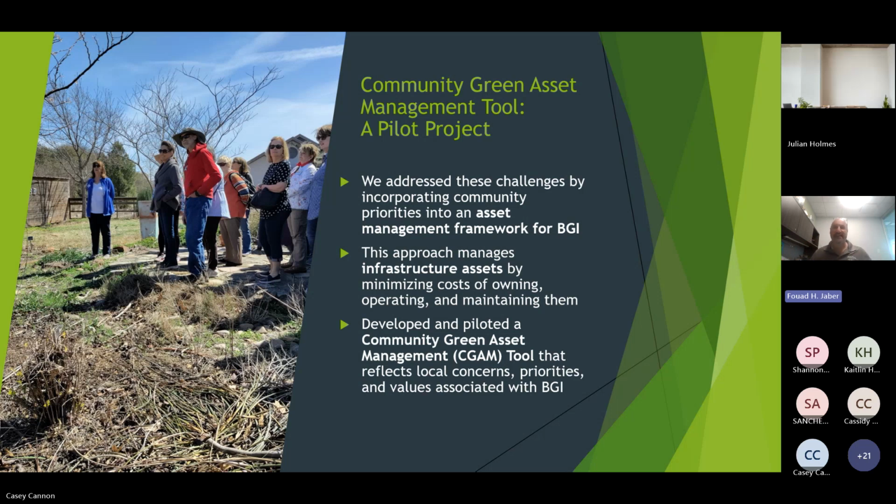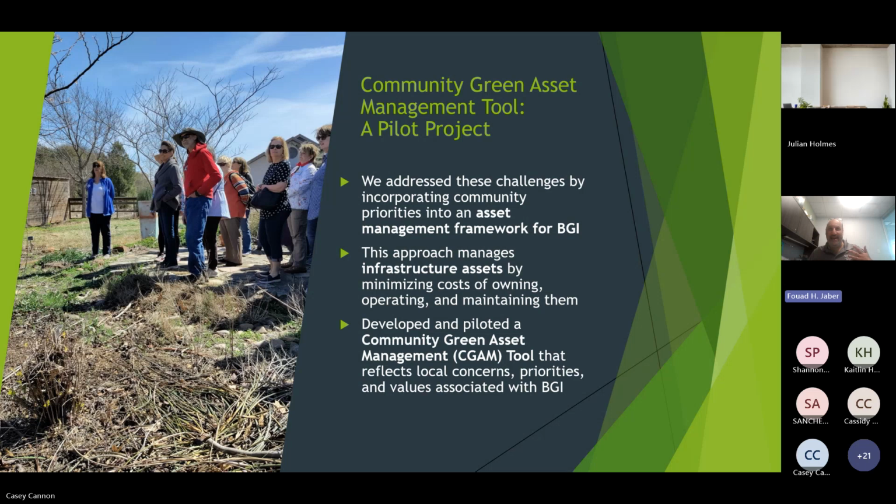stakeholders that were mostly volunteers that volunteered to be part of this. We talked with the city, with UNT that advertised this project to their students and staff. And then we also went and talked with master gardeners and master naturalists, and many of them volunteered to be part of that group that would like to refine and test that community green asset management tool.